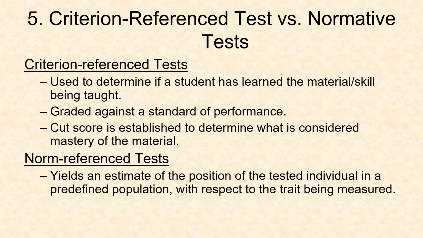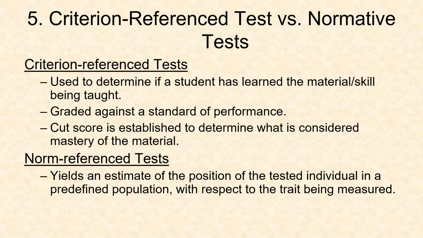Let's pause for one moment and consider the criterion referenced test. If we look at a norm referenced test, we're talking about a test that is going to yield an estimate of the position of the person being tested within a predefined population. If we're looking at criterion referenced, by contrast, we're looking to see very directly, here's an objective, did the student master that? Yes or no?